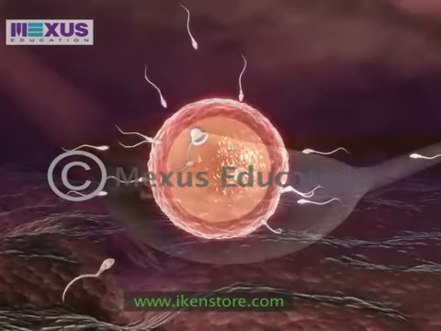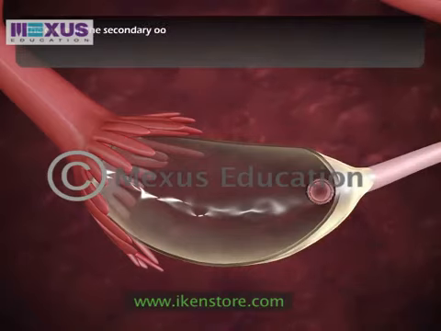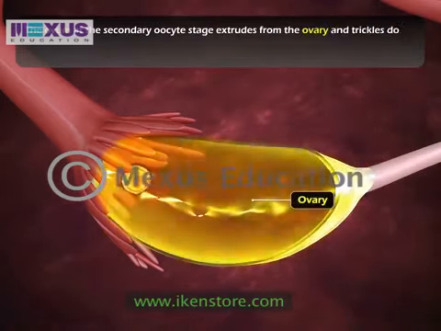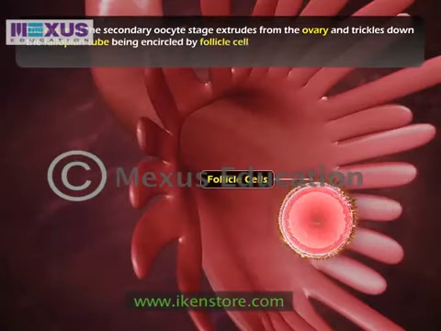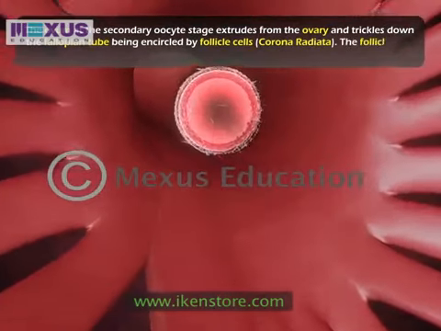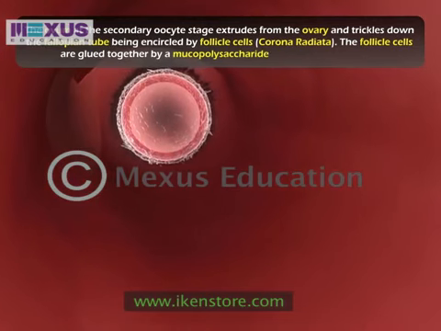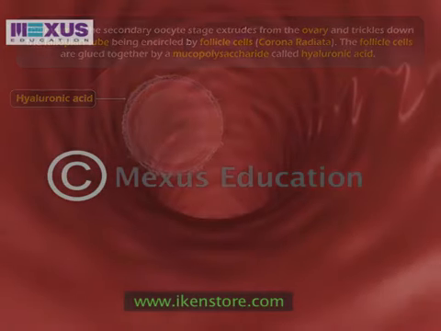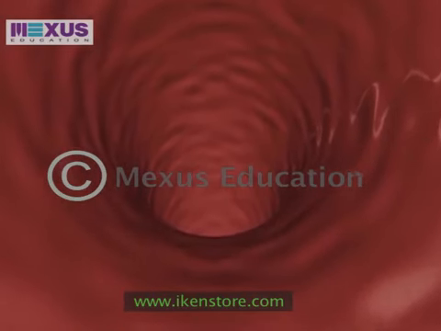The ovum at the secondary oocyte stage extrudes from the ovary and trickles down the fallopian tube, being encircled by follicle cells, the corona radiata. The follicle cells are glued together by a mucopolysaccharide called hyaluronic acid. Fertilization of the ovum occurs in the ampulla of the fallopian tube.